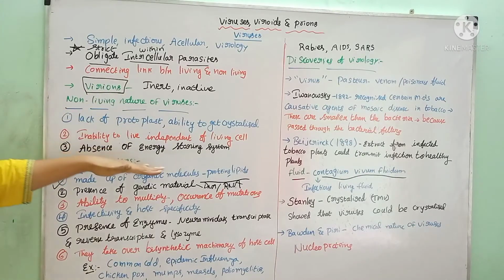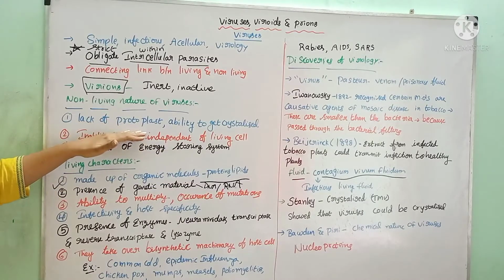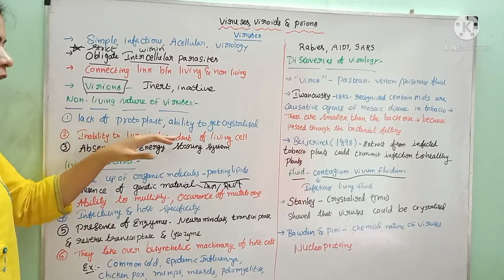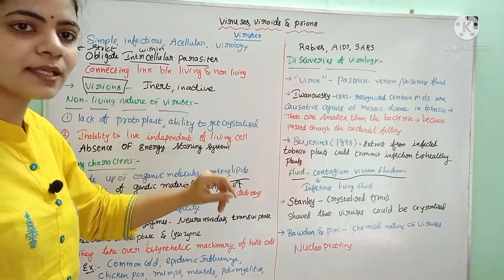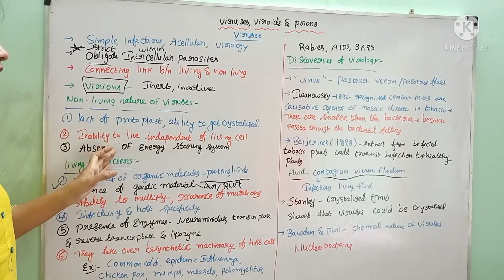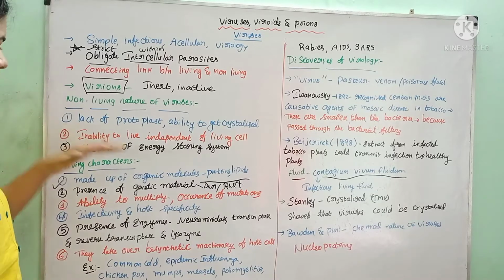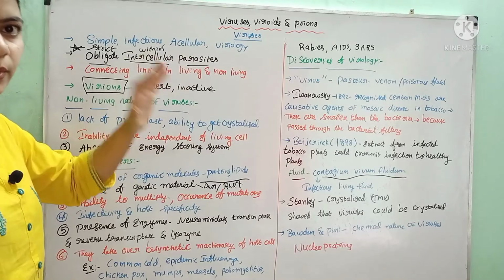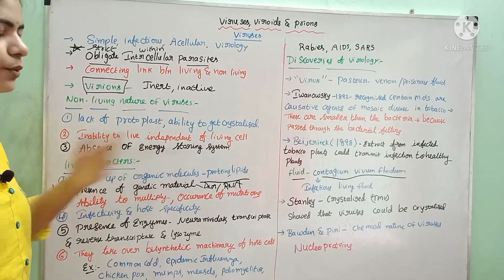And the non-living characters exhibited by the viruses are, they lack protoplast. Like prokaryotic and eukaryotic cells, they do not have any cytoplasm or protoplasm. These organisms have the ability to get crystallized. They can be easily crystallized like chemical particles, and they cannot live outside the host cells. That means the inability to live independent of the living cells, they are unable to survive outside the host cell. Absence of energy storing system.